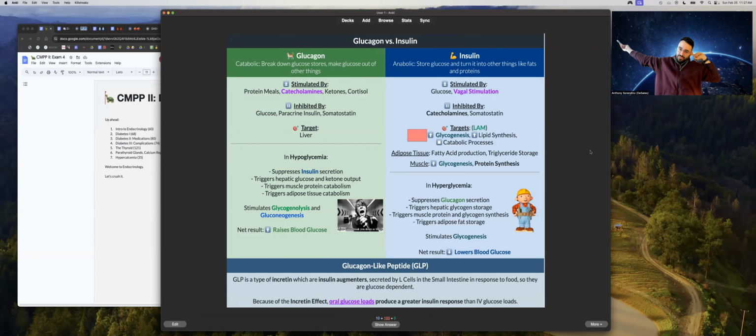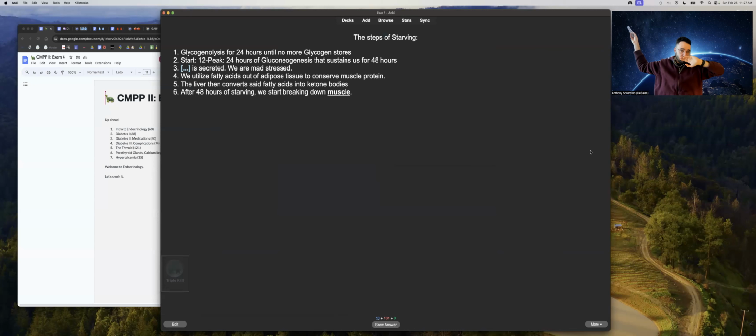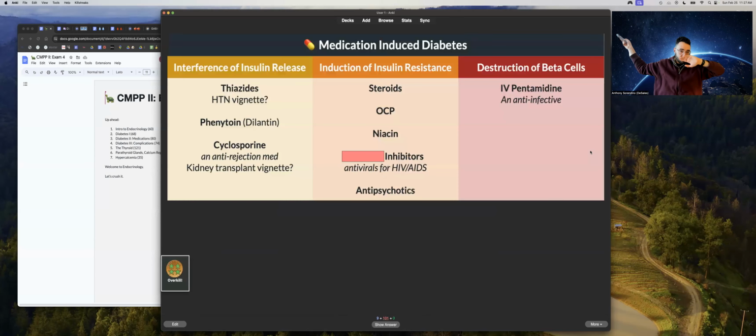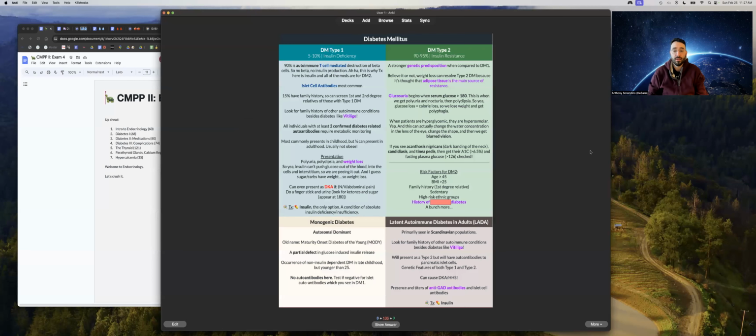Targets. Liver. Autoimmune. Cortisol. Protease. All right, measurable goal for management of diabetes. What do we want our fasting glucose to be? 70 to 100? 130. Come on.